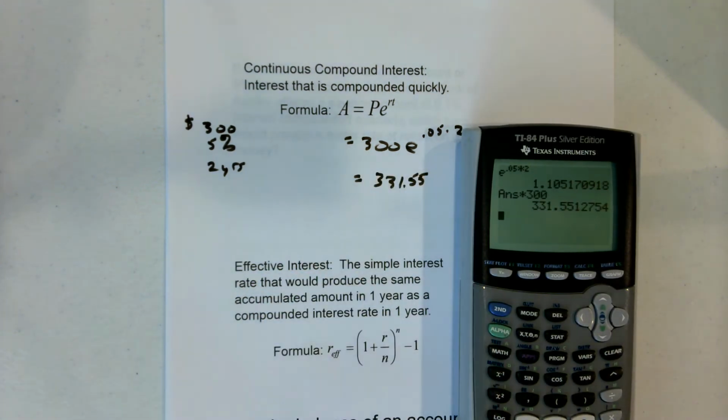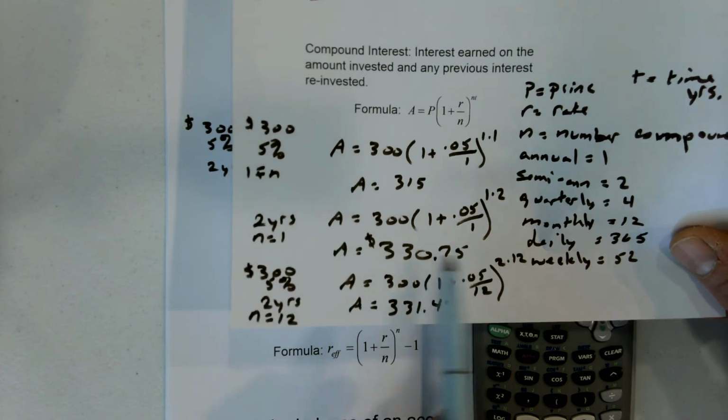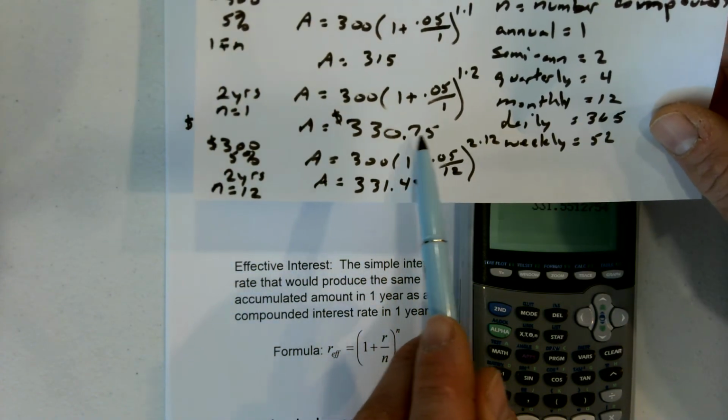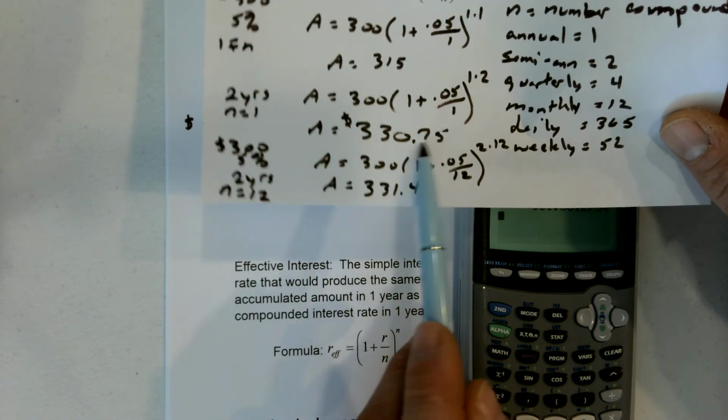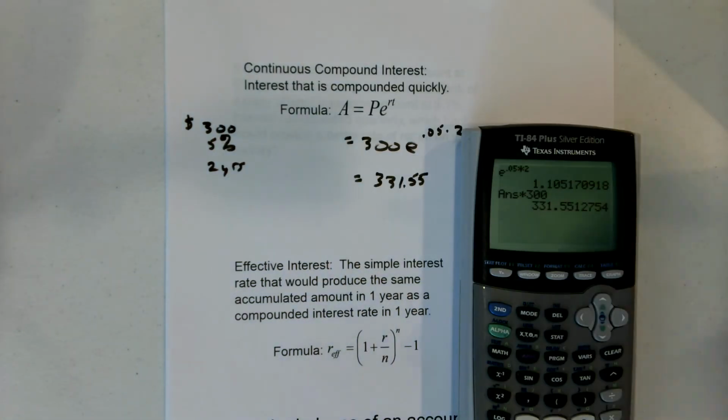$331.55. So very close to that monthly value, but notice we're only working with $300 to start with, so it's only about 70 cents more than what we would have had if we did it monthly. But think about if you had millions and millions or even hundreds of thousands of dollars that we were investing. Then you can do compounded continuously interest, and you can actually earn a little bit more money.